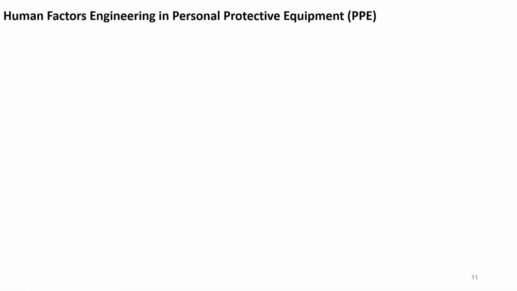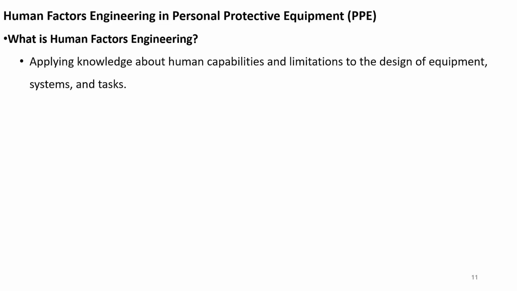So, human factors engineering basically in personal protective equipment. What are the human factors? Applying knowledge about human capabilities and limitations to design the equipment, systems and tasks. So, we must understand what the capability of a person is and what the limitations are. If we know that, only then should we design our equipment.